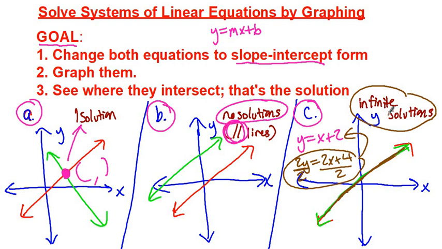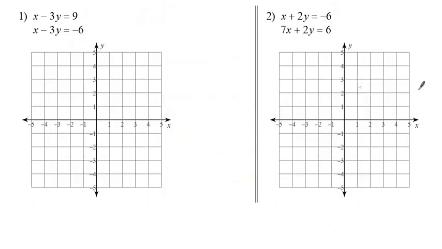So that's important to know. When you graph linear equations, there are three things that could happen. You could have one solution, and that's like case A. You could have no solutions, like case B, when they're parallel lines. Or you could have infinite solutions when the two lines are the exact same. So keeping that in mind, let's practice doing a couple of these right now. And I would recommend that you try to pause it and see if you can change those into slope-intercept form, because that's something that we've done before.